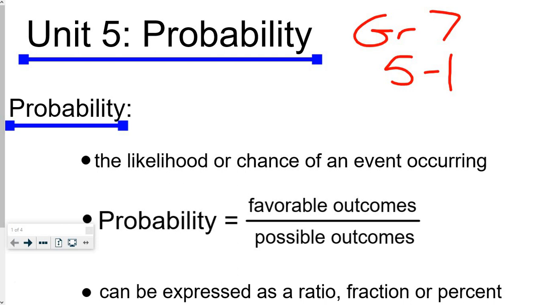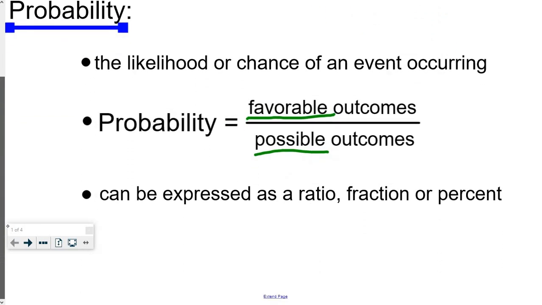Okay, this is grade 7, chapter 5, part 1, probability. Probability is defined as the likelihood or chance of an event occurring. To figure out a probability, we take the favorable outcomes, or the ones that we want to happen, out of the total possible outcomes. This can be expressed as a ratio, a fraction, or a percent.